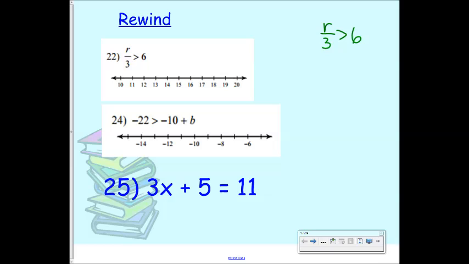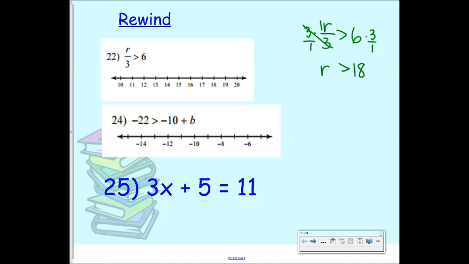To isolate the r, because it's got a division sign, that fraction bar is a division sign as well, I'm going to multiply by 3 on both sides, 3 over 1, 3 over 1. Remember, I multiply by 3 over 1 because it's technically the reciprocal of 1 over 3, and I want to cancel out that 3. So if I cancel out that 3, I'm left with r over 1, or just r, is greater than 18 over 1, or just 18.